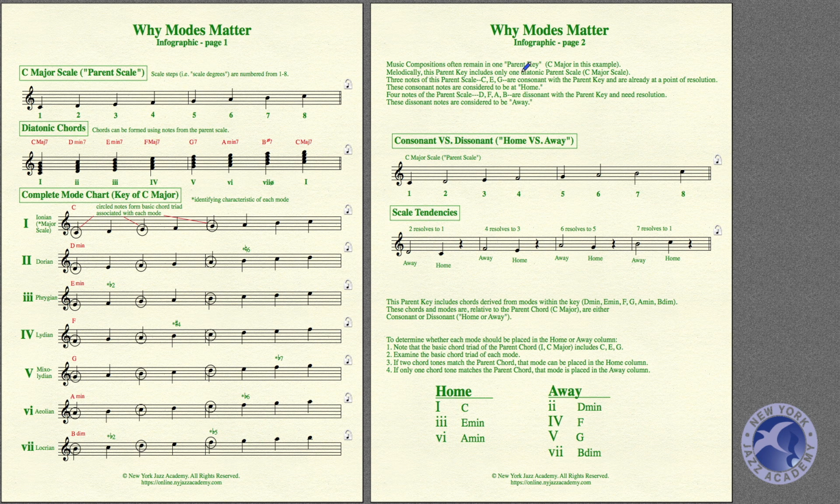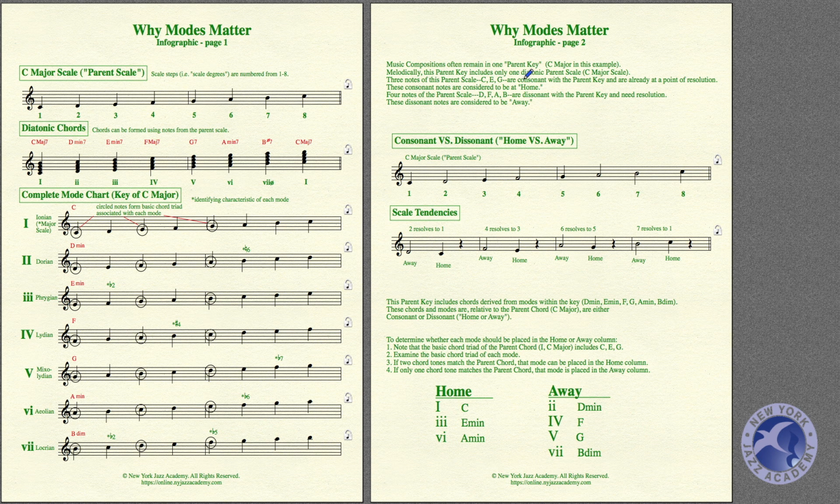Music compositions often remain in one parent key. So in this whole example, C major is that parent key. We know that. It's redundant. We already talked about that here at the beginning. Melodically, this parent key includes only one diatonic parent scale, the C major scale. It does include a bunch of other diatonic scales, right? If these are diatonic chords, then all of these are diatonic scales. However, there's only one parent scale, and that's the one of the key, the parent key. So in this case, again, it's this first line, C major.